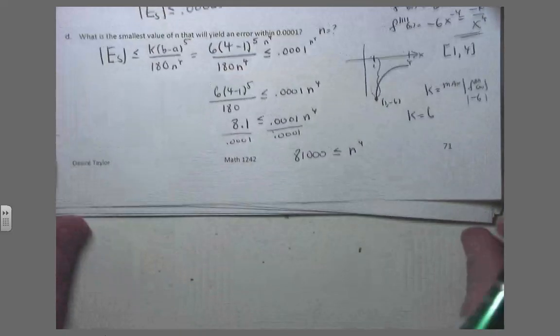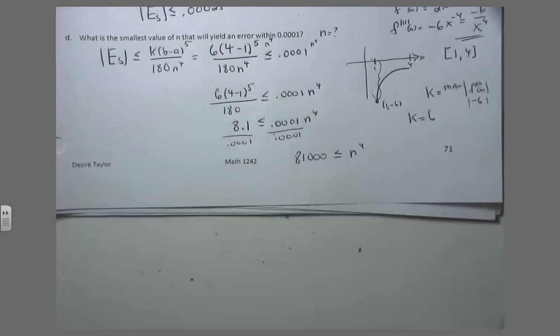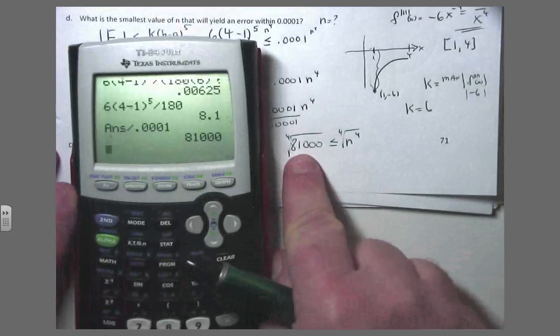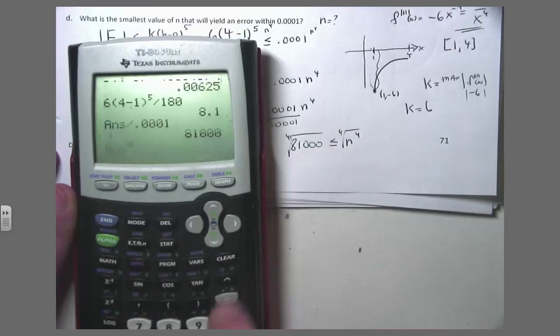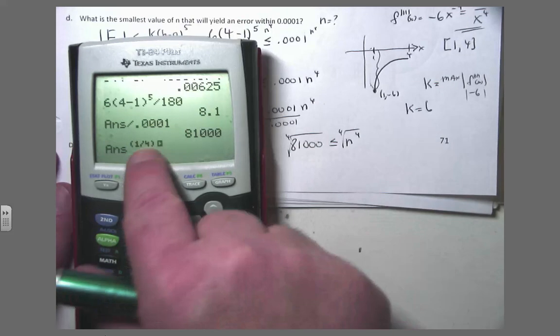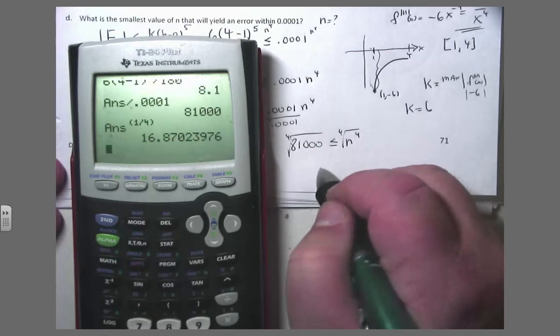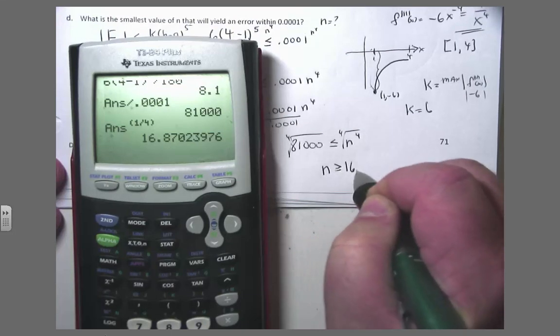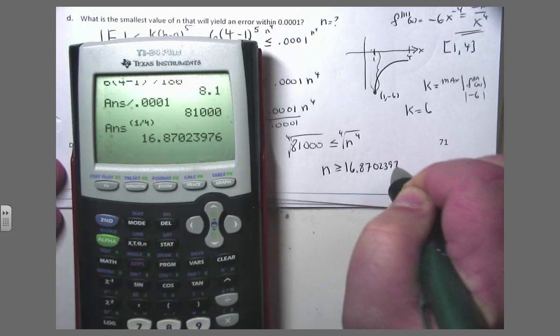Now, mathematically, what do I got to do to get rid of that 4th power so I can solve for n? Take the 4th root of both sides, that's fine. But where's that 4th root button located on the calculator? Well, it's got one, but I'm not going to look for it. Because remember, when I want the 4th root, that's the same thing as raising it to the 1/4 power. Remember, a radical is a fractional power. So I'm going to raise that 81,000 to the 1/4 power, and I end up getting this: n has got to be greater than or equal to 16.87023976.